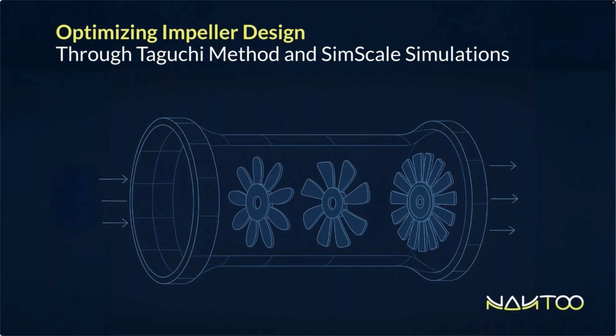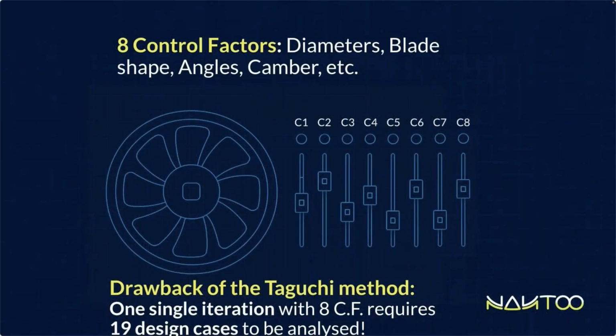And instead of going for trial and error, because as you can imagine, improving a certain component, even with CFD, could end up running so many cases without ever finding an optimum, we use the Taguchi method and we apply it through SimScale simulation. How does the Taguchi method work?